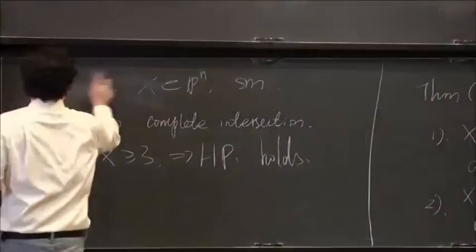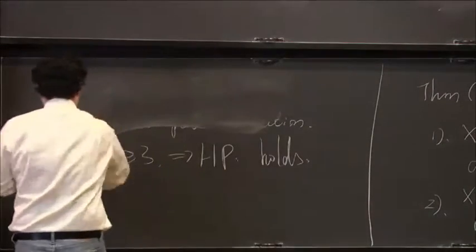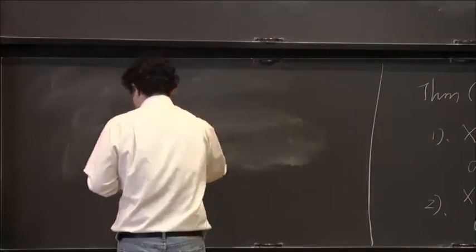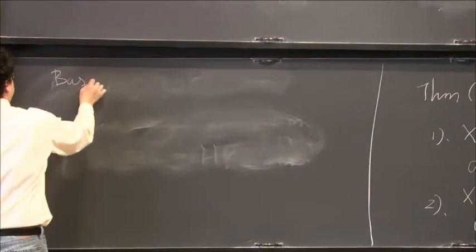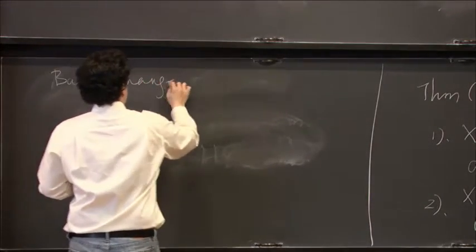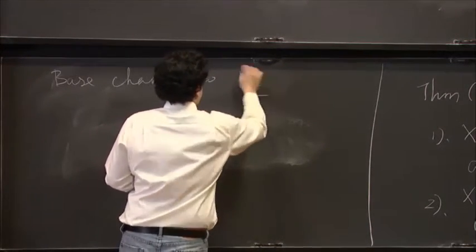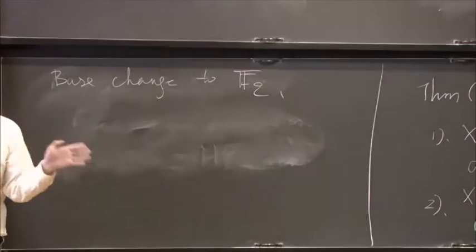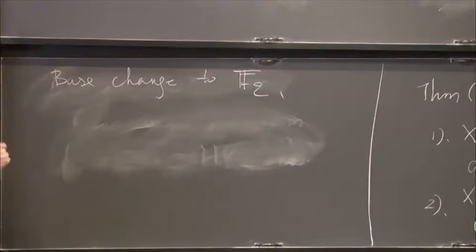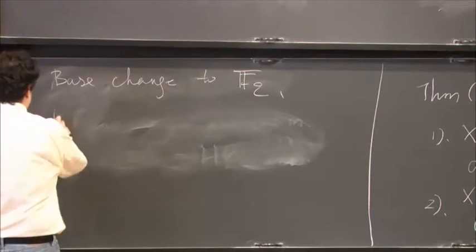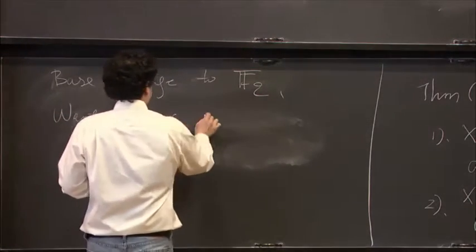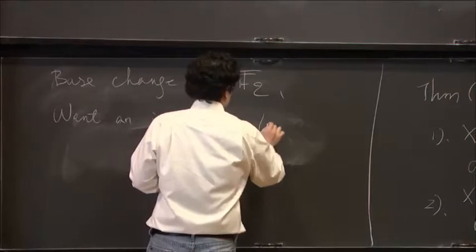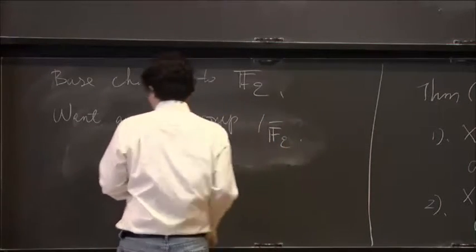So what I want to do is base change to F_q bar. Okay. So now we're over an algebraically closed field. And what I want to do is find an irreducible component which is Galois invariant. So we want an irreducible component, this is over F_q bar, which is Galois invariant.